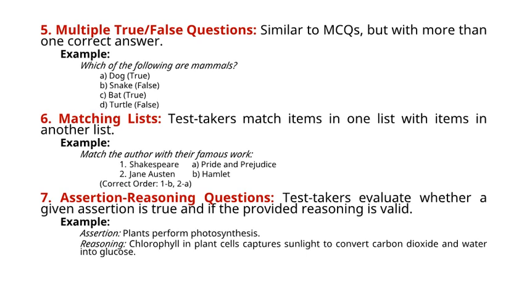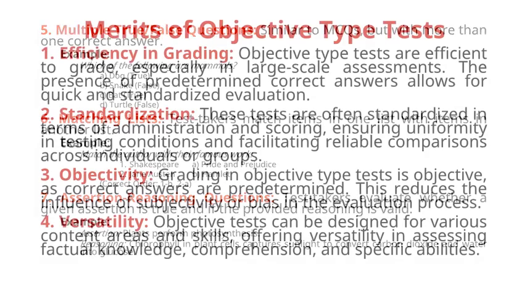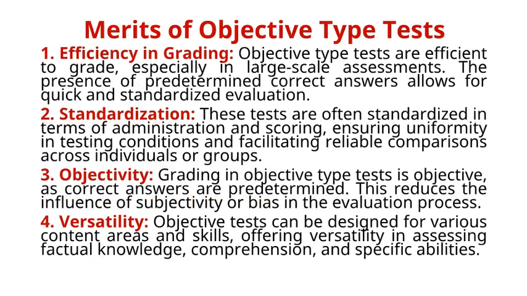7. Assertion reasoning questions. Test takers evaluate whether a given assertion is true and if the provided reasoning is valid. Example: assertion: plants perform photosynthesis. Reasoning: chlorophyll in plant cells captures sunlight to convert carbon dioxide and water into glucose. Merits of objective type tests.